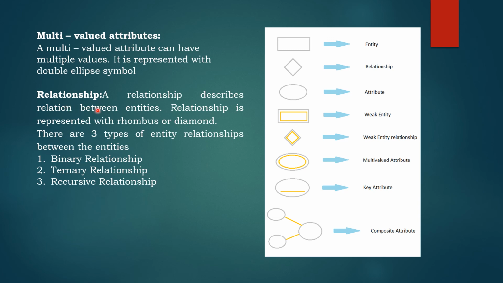Then the last one, that is a relationship. A relationship describes a relationship between the entities. Relationship is represented with the rhombus or a diamond shape. How one entity participates with another entity, the relationship will be described with the rhombus symbol.